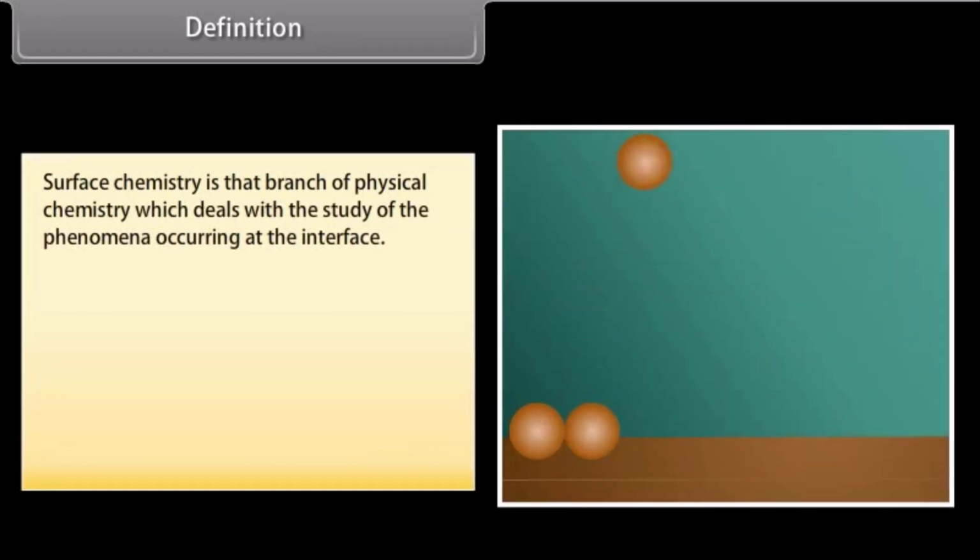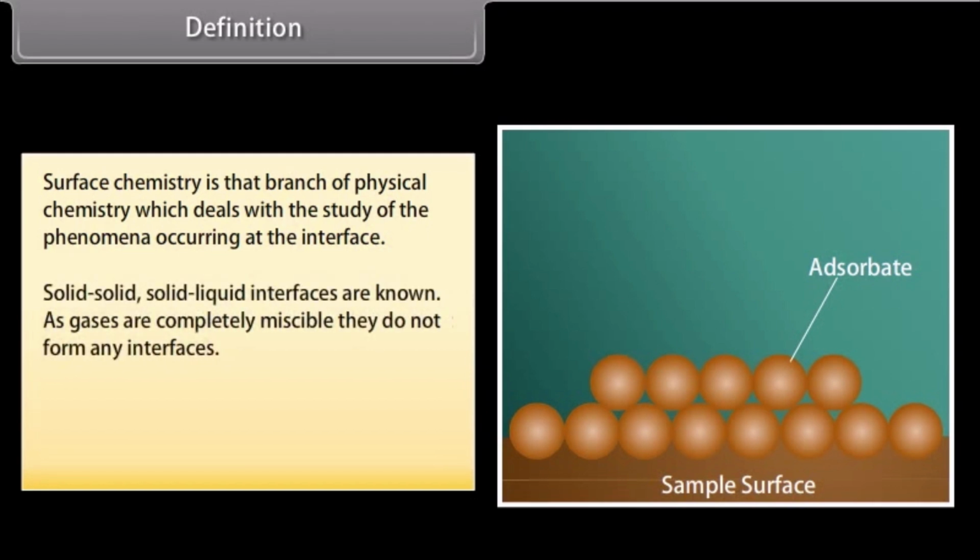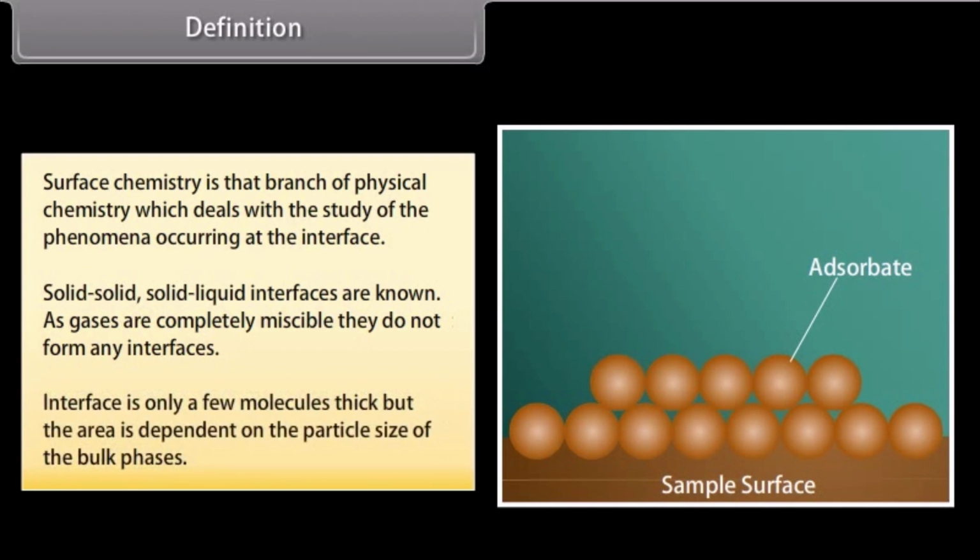Surface chemistry is that branch of physical chemistry which deals with the study of the phenomena occurring at the interface, that is, the boundary separating two bulk phases. Solid-solid and solid-liquid interfaces are known. As gases are completely miscible, they do not form any interfaces. An interface is only a few molecules thick, but its area depends on the particle size of the bulk phases.